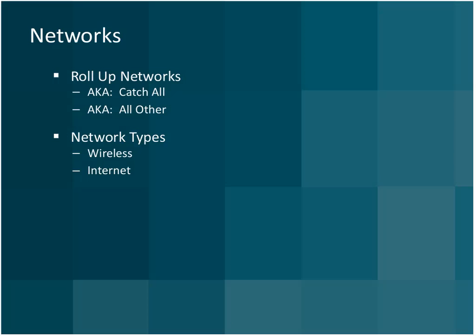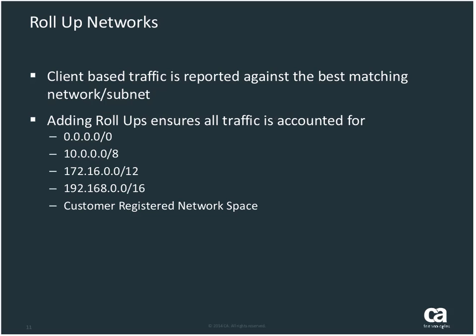That brings us to our networks. For networks, I recommend using a roll-up. We call it a catch-all sometimes, or all other networks. I also add two network types whenever I'm setting up networks. I'll create a network type for wireless networks, and I'll create a network type for internet. The roll-ups are basically there to make sure I'm accounting for all traffic.